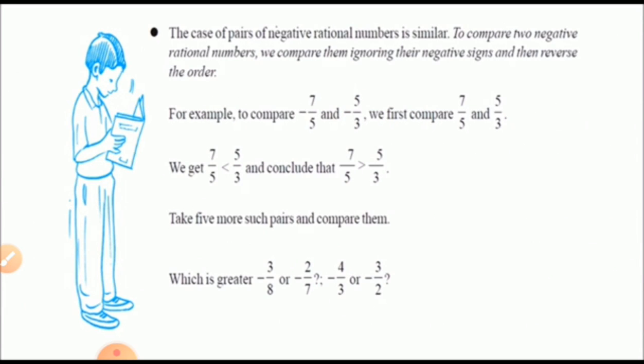The case of a pair of negative irrational numbers is similar. To compare two negative irrational numbers, we compare them ignoring their negative sign and then reverse the order. How can we do this one? Yes, remove this one.